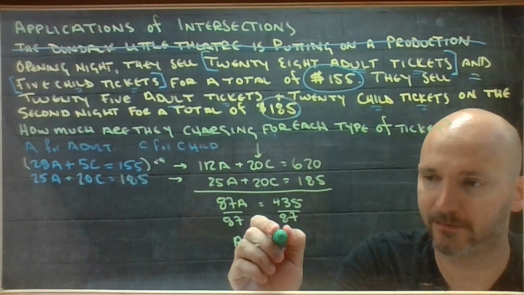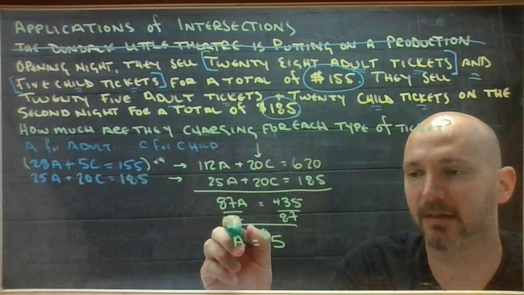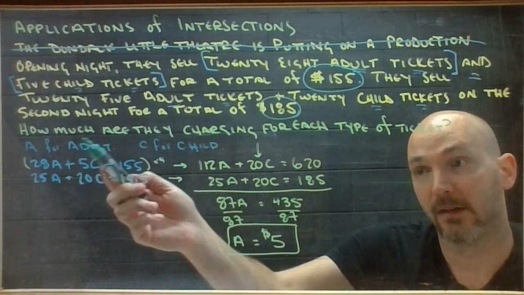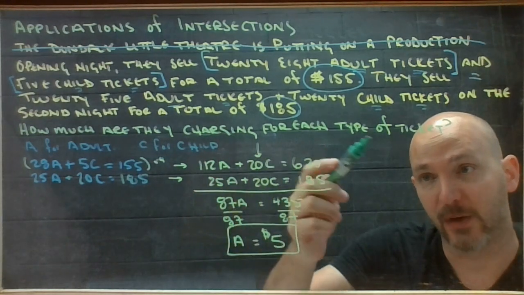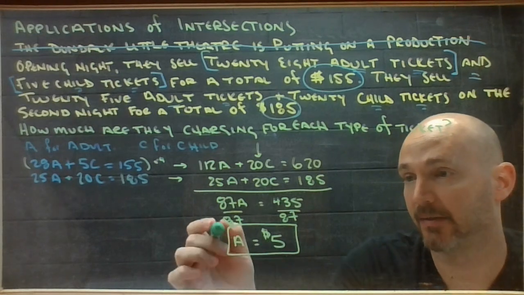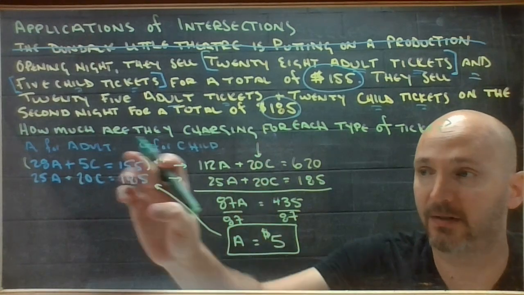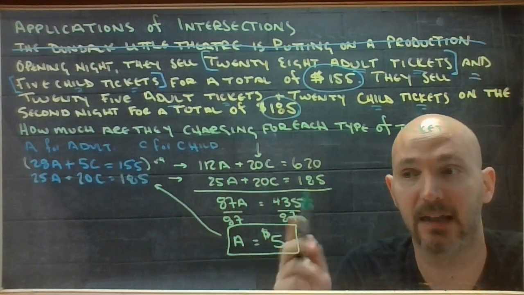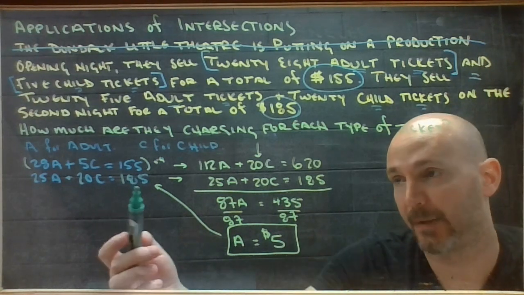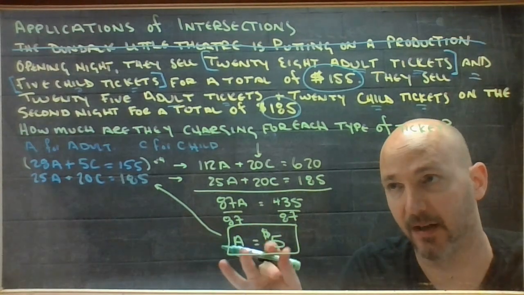I get 5. So an adult ticket is costing $5. Now it did ask me how much they were charging for each type, so I need to figure out the price for a child ticket, and I'm just going to have to backfill it. I could put it into this one, this one, this one, this one. It doesn't matter. Any equation that has an A and a C. I'm just going to use this one because it's conveniently placed on my mess of writing here.